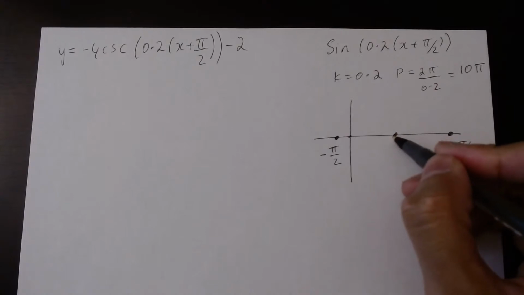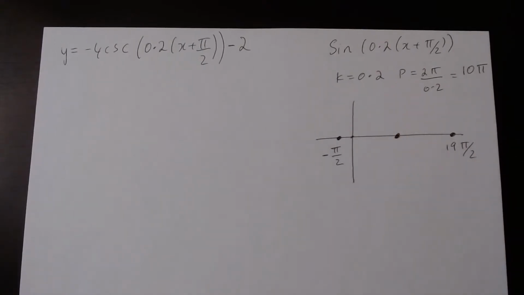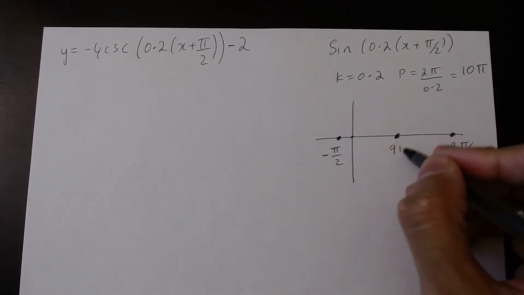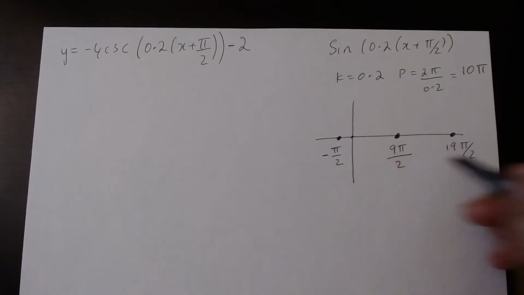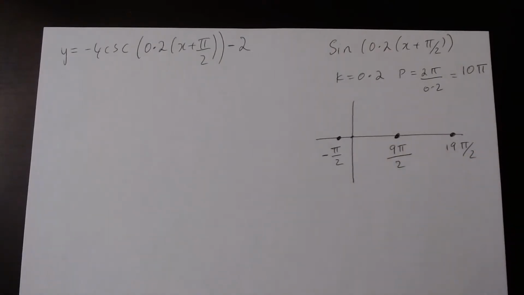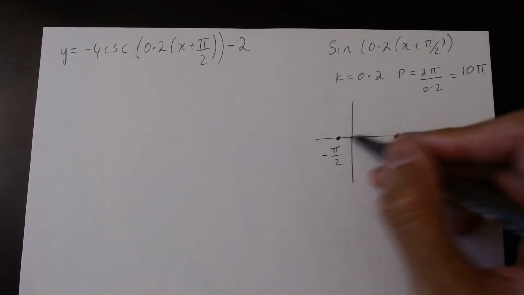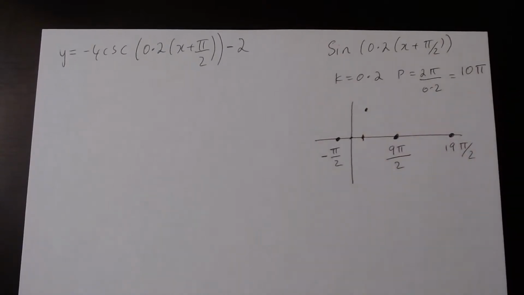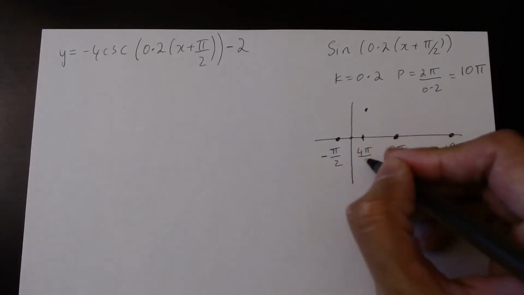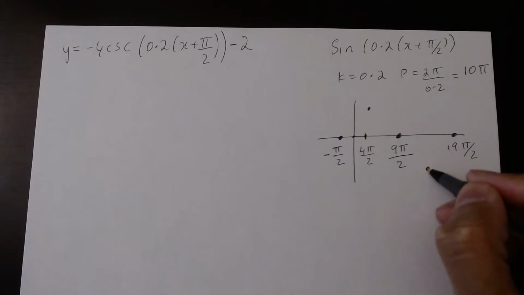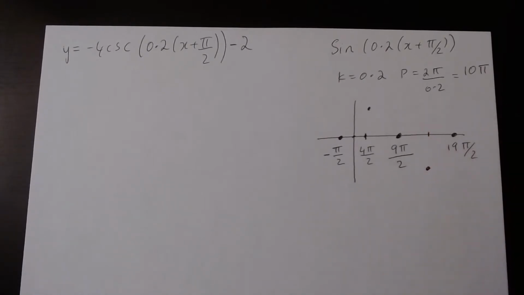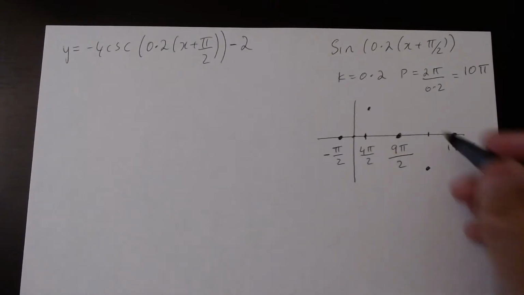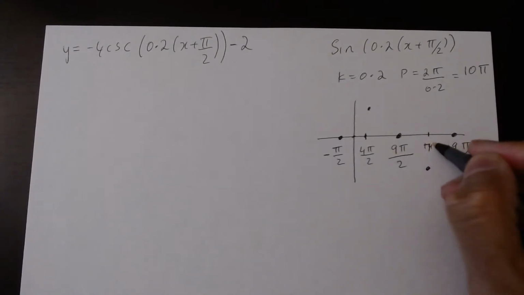Then I can find the midpoint of these two. If I do the midpoint, I get 9 pi over 2. I can do the midpoint of these two again. That's going to be my maximum, with an x value of 4 pi over 2. And my minimum will be at an x value of the midpoint of these two, that's just 14, actually 7 pi.